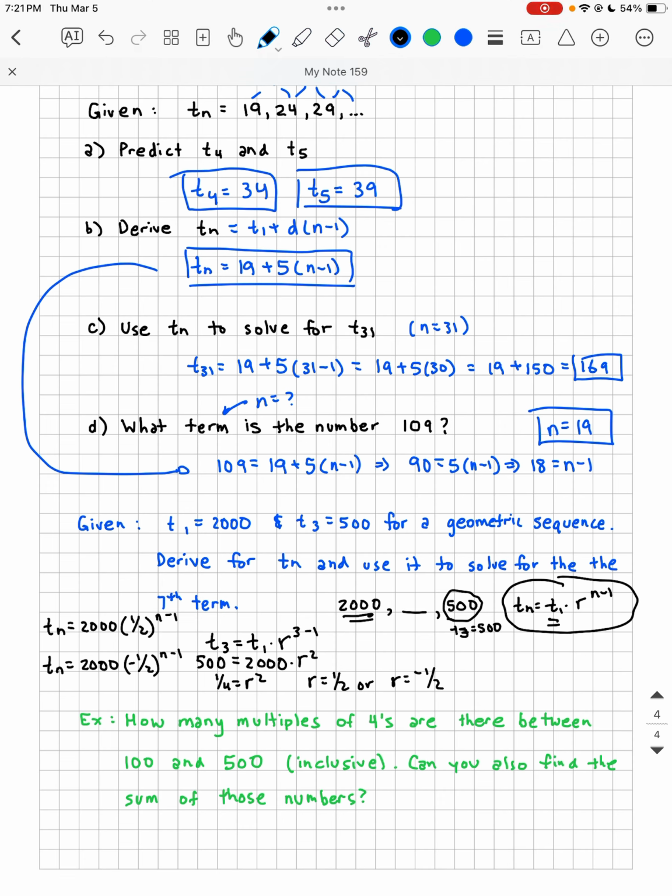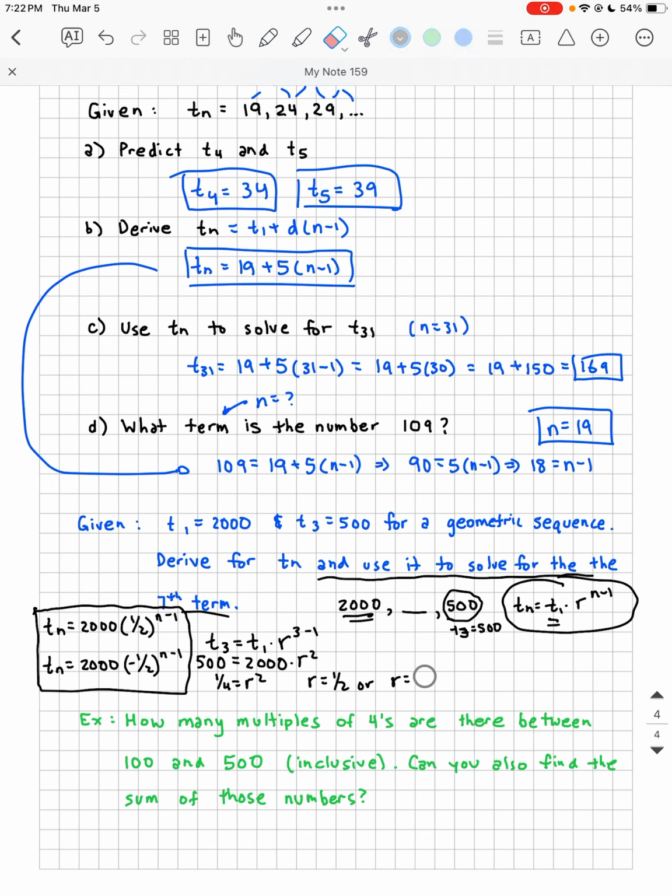Now, in our final part, it says, after we derive the equation, I want to use it to solve for the seventh term. Well, if you look at our two answers, there are possibly two answers because we have two equations. But if you look at n is equal to 7, I'm hoping you'll notice that it really doesn't matter which one we use, because when n is equal to 7, we're going to have n minus 1 in the exponent, which will give us 6. And 1/2 to the 6th power, or -1/2 to the 6th power, they should yield the same thing.